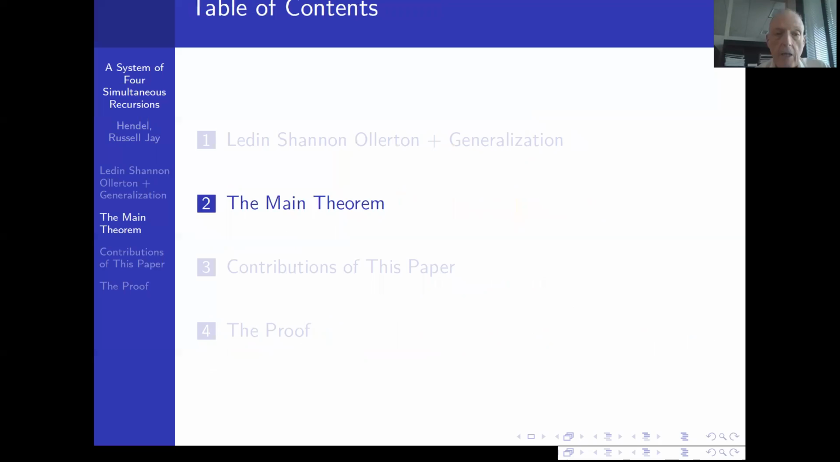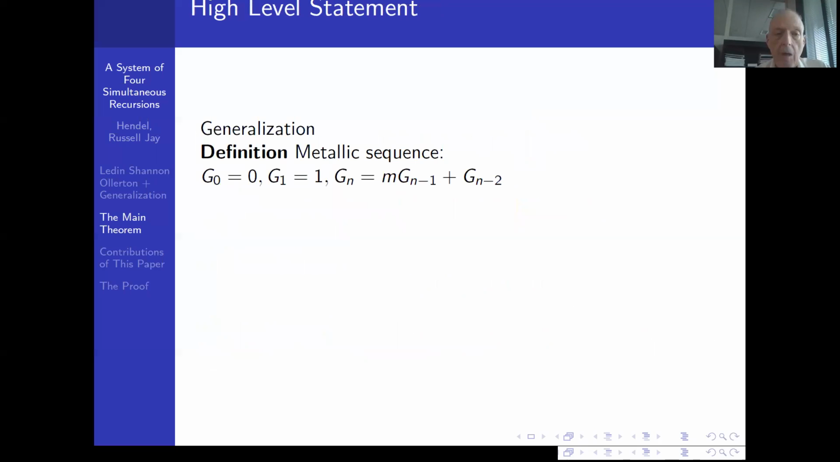So let us go on to the main theorem. First of all, I have to tell you formally what the metallic sequences are. G0 is 0, G1 is 1, and Gn is m times Gn minus 1 plus Gn minus 2. The reason they're called the metallic sequences, and that's certainly not the only name, you can call them the generalized Fibonacci sequences or other names. When m is 1, you get the Fibonacci sequence, and the ratio of 2 Fibonacci numbers approaches the golden number.